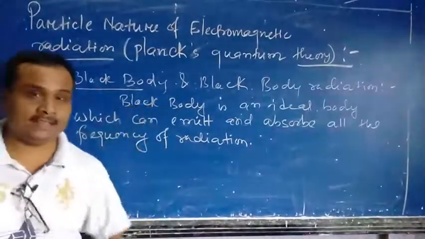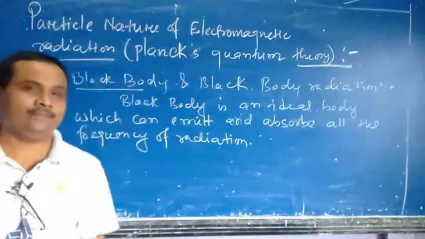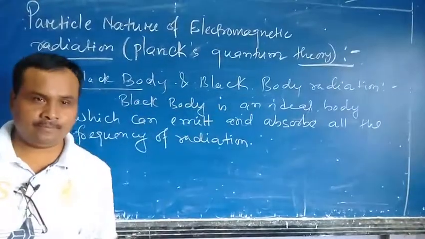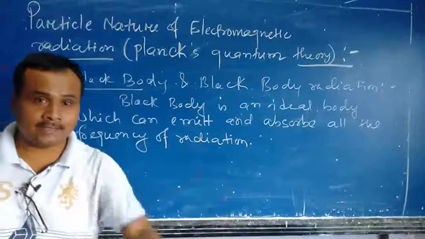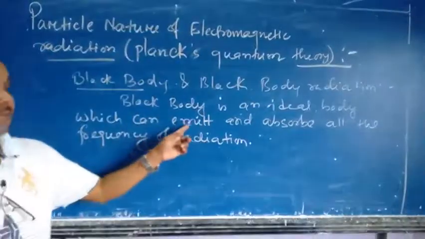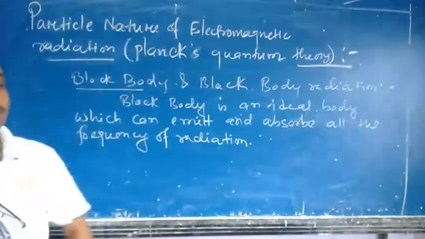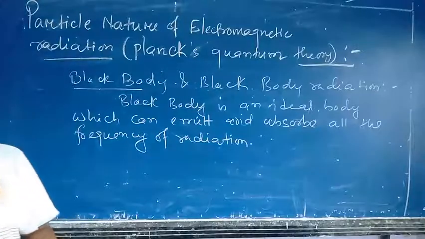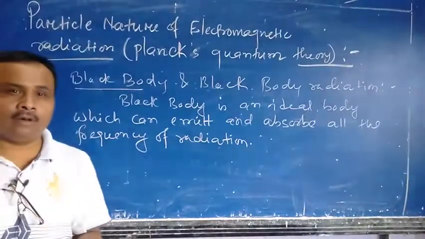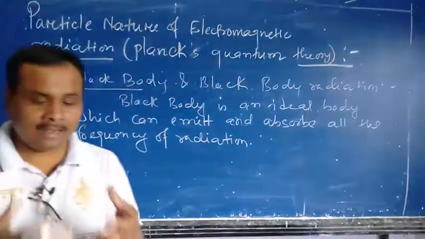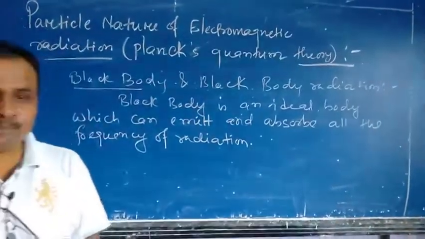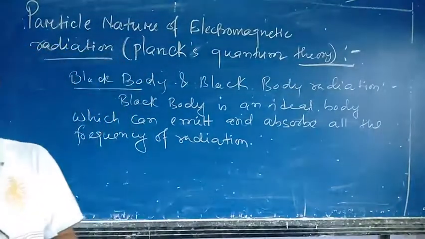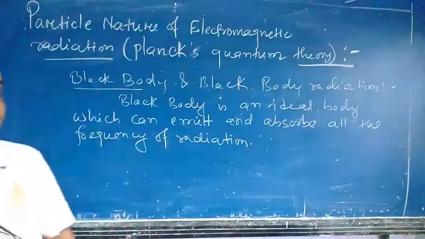So a black body is a substance. It is not a black-coloured body, it is just named black body. So a black body is an ideal substance which can emit and absorb all the frequencies of radiation. It can absorb any frequency of electromagnetic radiation and emit any frequency of electromagnetic radiation.